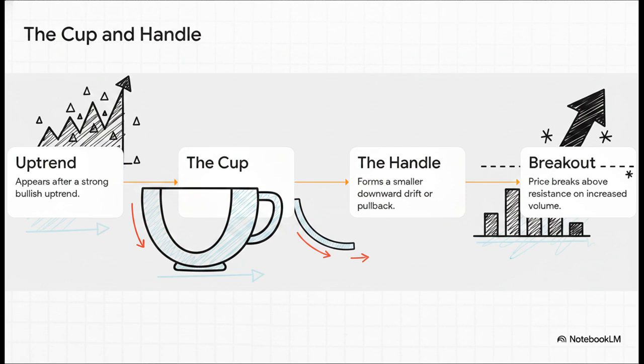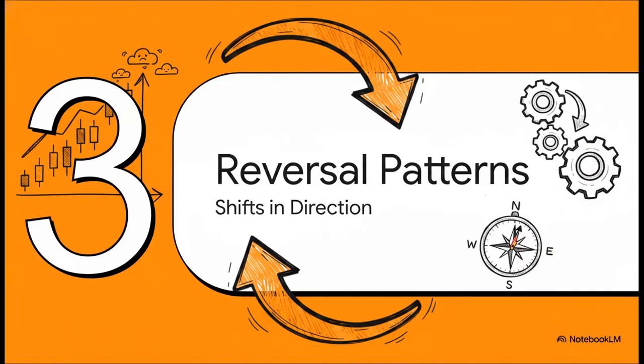And that allows the larger institutions to swoop right in and scoop up the remaining supply right before a powerful breakout launches the price straight above resistance. But what happens when the trend exhausts itself entirely? Well, that brings us to Section 3, identifying reversal patterns, the major shifts in market direction.